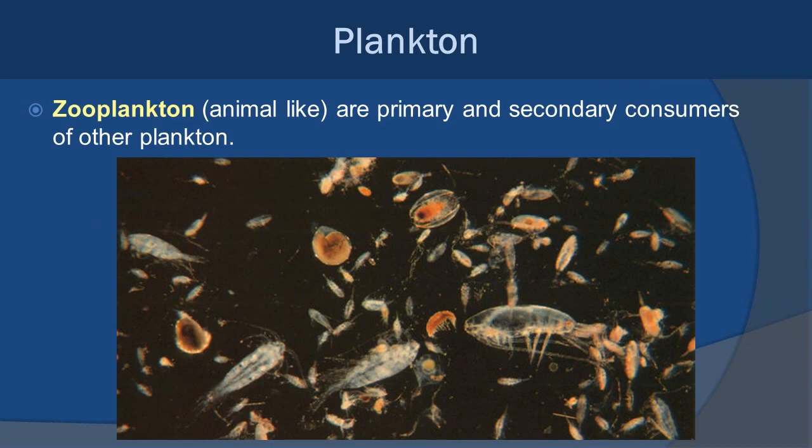So there are two basic types of plankton, zooplankton and phytoplankton. We're going to start with zooplankton, which, as the name implies, is animal-like plankton. They're basically heterotrophs. They can be primary or secondary consumers, and they generally are primary and secondary consumers of other plankton.